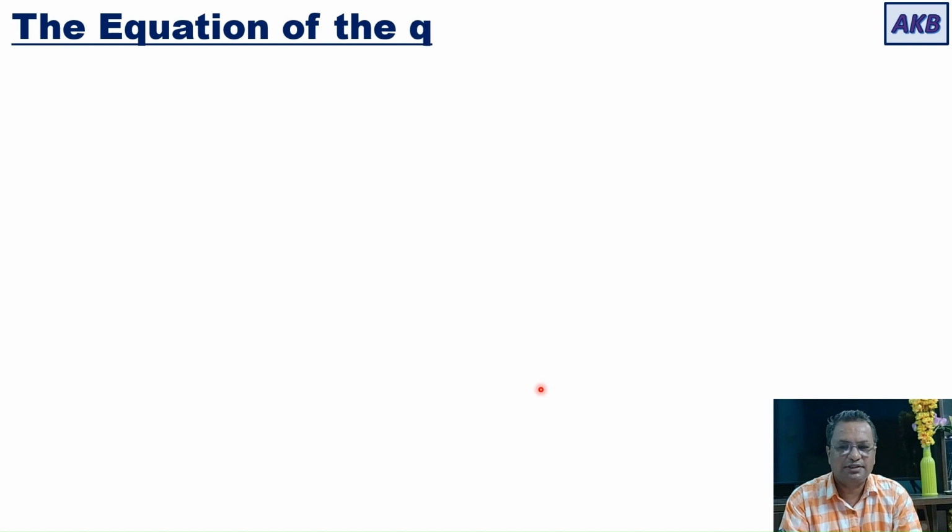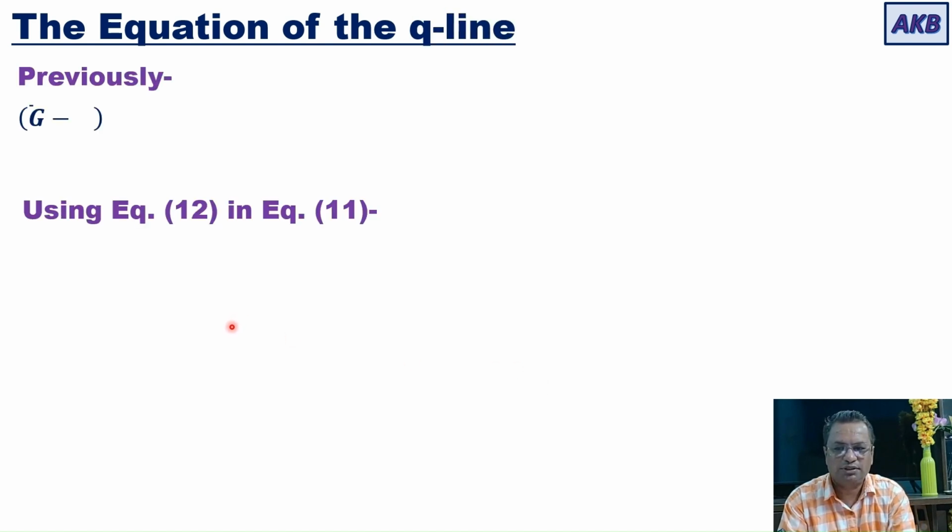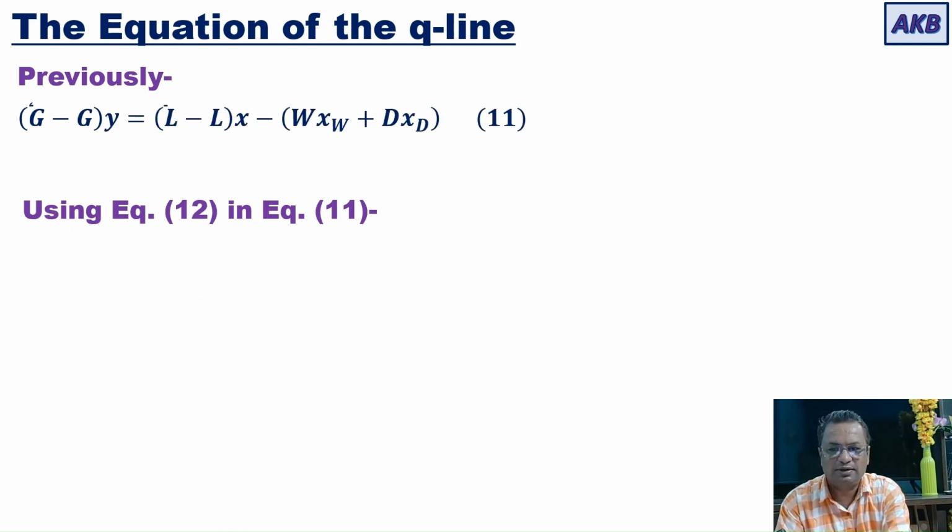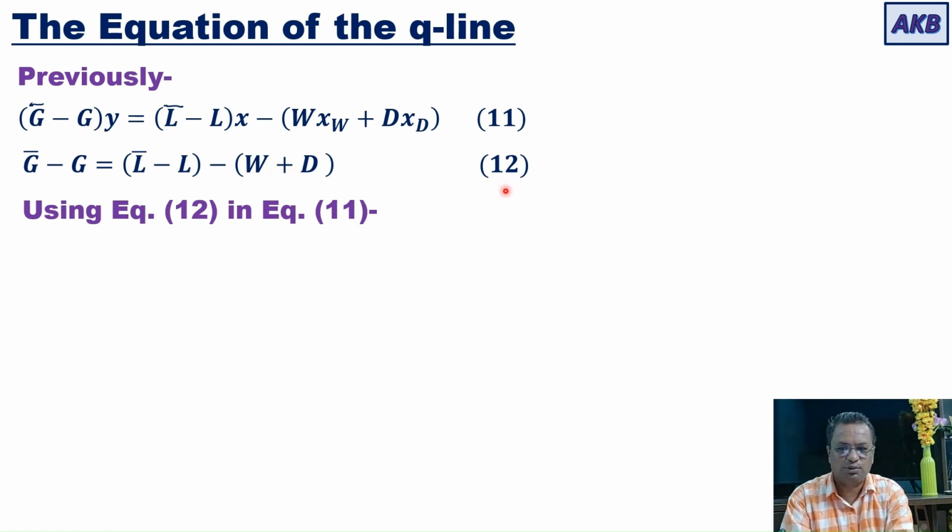Okay, again we are discussing the equation of the Q line. So previously we got this equation: (G bar minus G) into y is equal to (L bar minus L) into x minus W into XW plus D into XD. Let me call this equation 11. And then we also got G bar minus G is equal to L bar minus L minus W plus D, and I'm calling it equation 12.